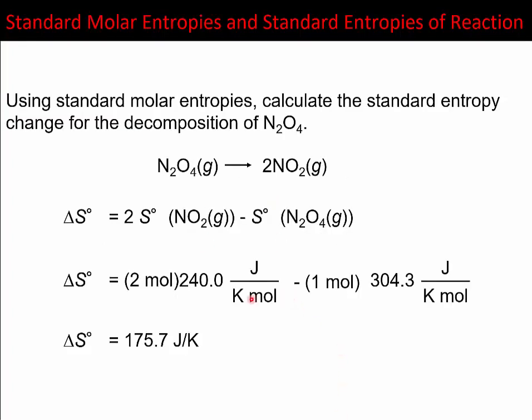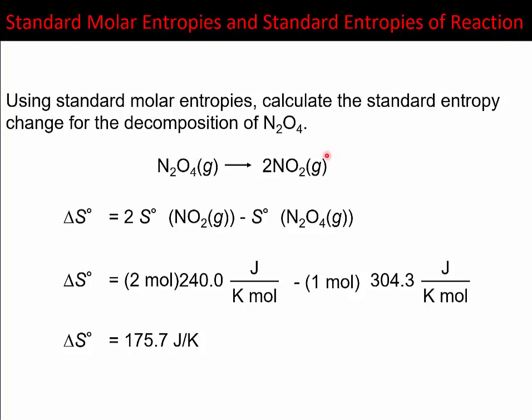So let's do an example using standard molar entropies. We're going to calculate the standard entropy change for the decomposition of N2O4. Dinitrogen tetraoxide is going to decompose into two NO2 gases, nitrogen dioxides. And just looking at this, what do you think the entropy is going to do?